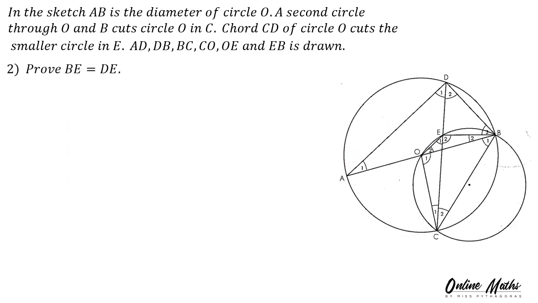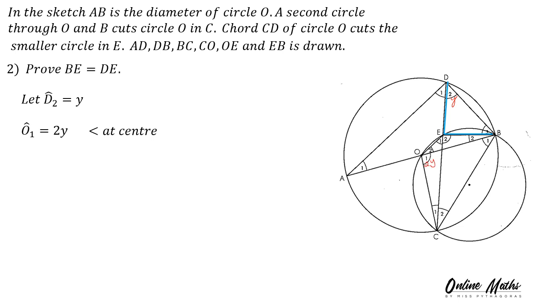Question 2 wants us to prove that BE is equal to DE. Now let's see. Let angle D2 be equal to Y. So I'm going to add the Y there. Have a look. O1 is equal to 2Y. And why can you say that? The angle at the center is twice the angle at the circumference. So I'm going to add there 2y.